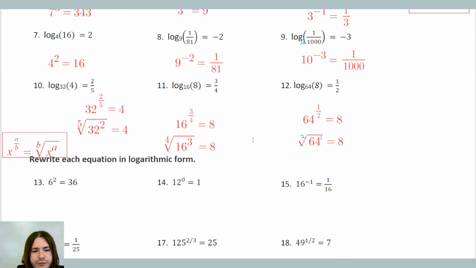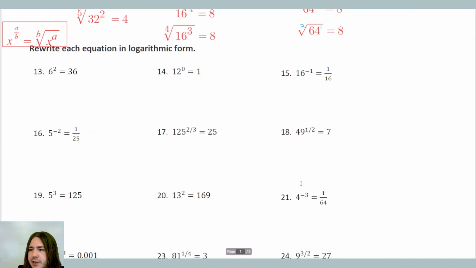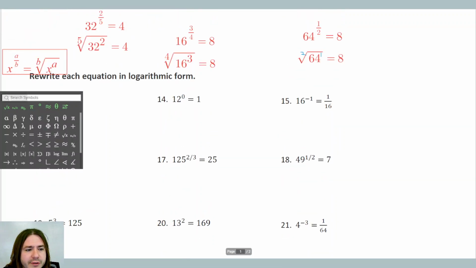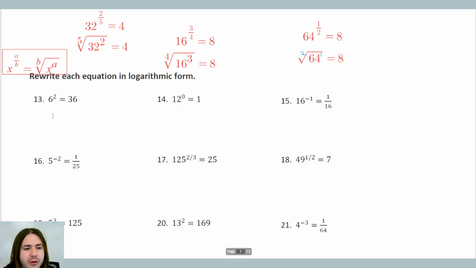And after this, we're going to go backwards, from exponential form to logarithmic form. So let's take a look down here. For number 13, 6 squared is 36. I'm going to just go ahead and assume that these are all true equations and just focus on the conversion here. So the base is 6, so we're going to have log base 6.